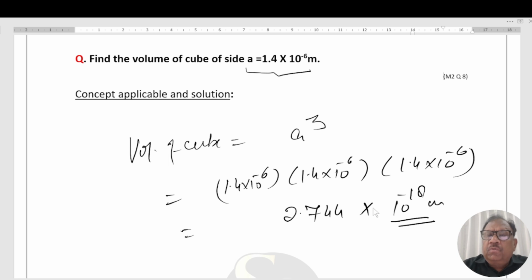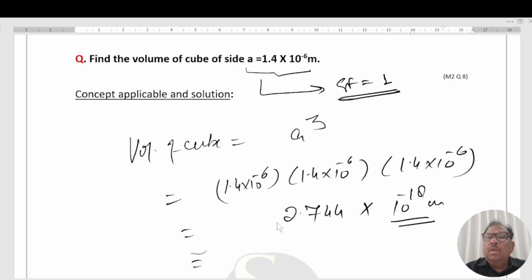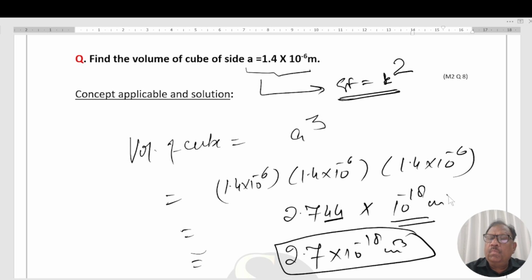Now, in the given question, it is a case of multiplication. So answer will have the least number of significant figures according to the given parameter. In this case, significant figure is 1. तो आंसर में सिग्निफिकेंट फिगर कितनी होगी 1, इसमें सिग्निफिकेंट 2 सॉरी 2 है, तो आंसर में कितनी होगी 2. राउंडेड ऑफ में लेस देन 5 है, so it will remain 2.7 into 10 to the minus 18 meter cube. That is the answer, right? Next question.